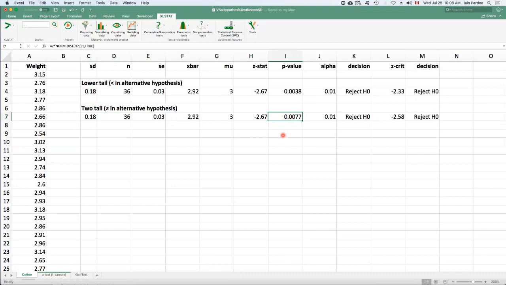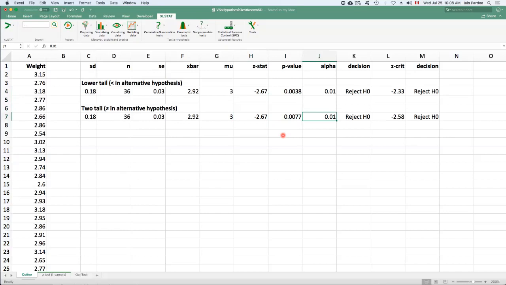So because we're doing a two-tail test, the p-value is now not only the left-hand tail area to the left of minus 2.67, but we add to that the right tail area to the right of plus 2.67. And we already know that the left tail area was 0.0038. And because the normal distribution is symmetric about 0, the two-tail p-value must be twice as big as that. Okay, so 0.0077 for the p-value.